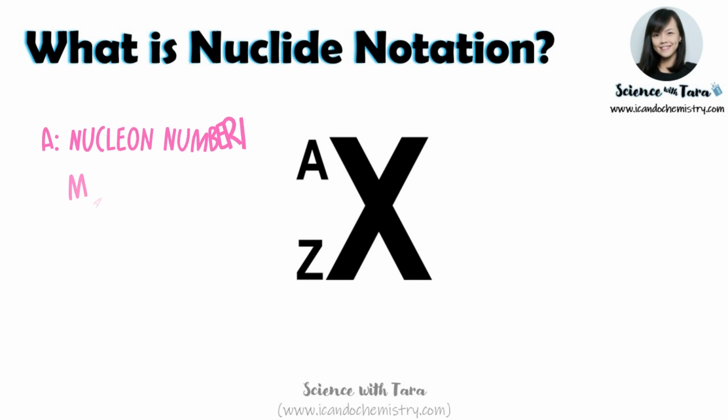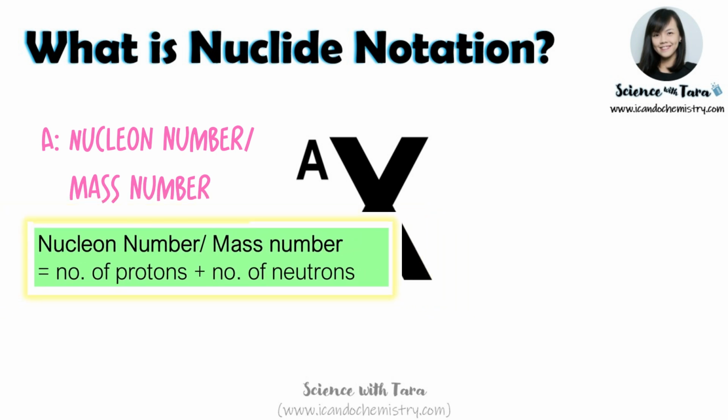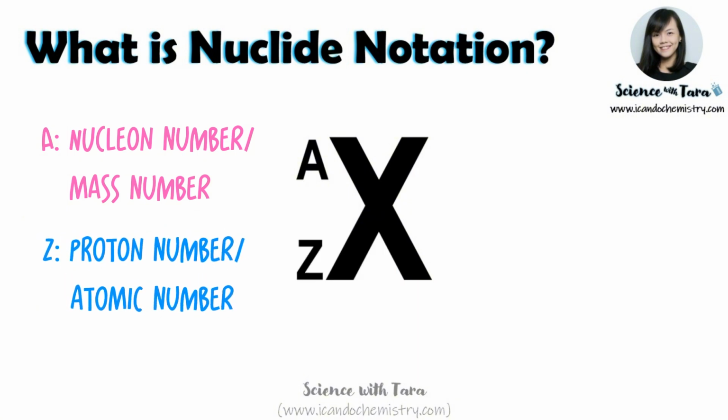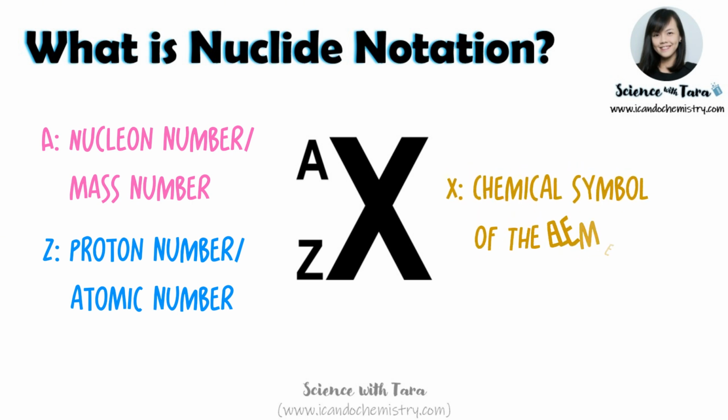A is the nucleon number, which is also the mass number. And this is the total number of protons and neutrons. Z is the proton number, which is also known as the atomic number. X is the chemical symbol of the element.